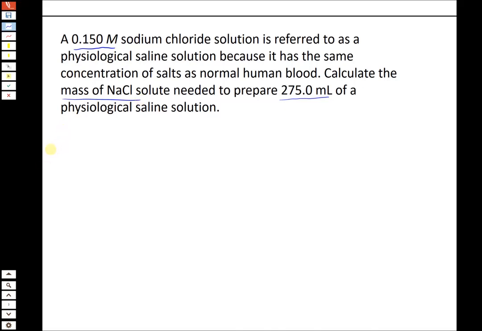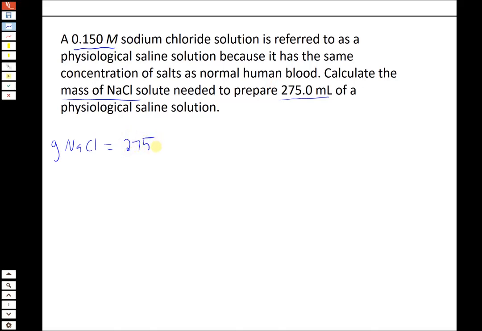Alright, so we don't specify the units, but if it was multiple choice, it would be given, and in any case, it'd be in grams. So we're looking for the grams of sodium chloride needed to prepare 275 milliliters of this solution. So we have everything we need to do the conversions. We're going to start with the volume that we're looking for, and then use the molarity as a conversion factor.